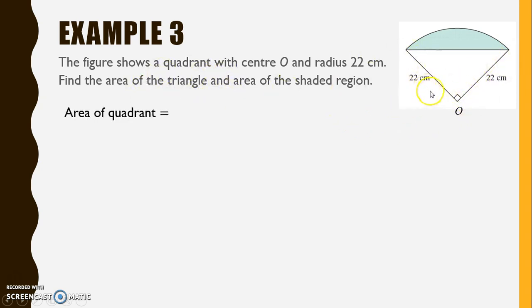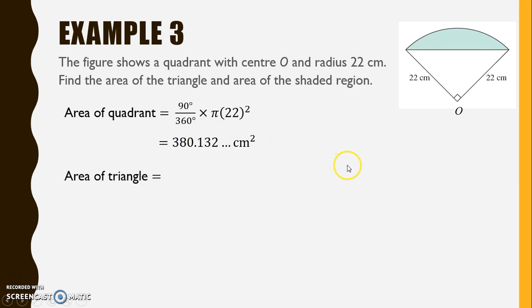To find the area of the triangle, actually it's not that hard. But to find the area of the shaded region, let's try doing that. You notice that all I have to do is to find the area of the quadrant minus the area of the triangle. To find the area of the quadrant, I will make use of the formula 90 over 360 times pi r squared, which will give me 380.132 centimeters squared. Don't round this off first because we'll be using this value later.